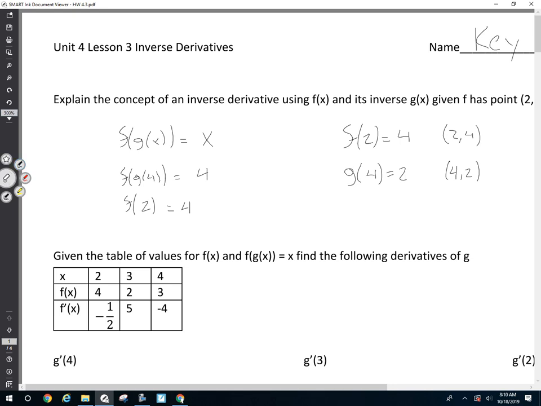Okay, so that's the first part, the concept of the points flip-flopping if they're inverses. 2 goes to 4, 4 will go back to 2 if it's the inverse. That's the whole y equals x reflection. Now taking the derivative of this will give us our inverse derivative formula.